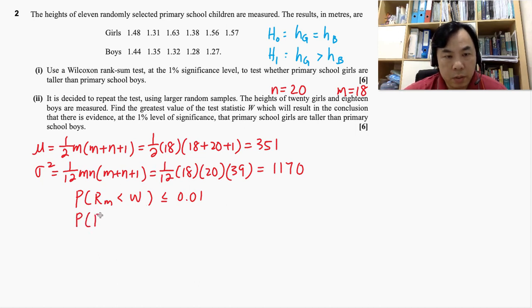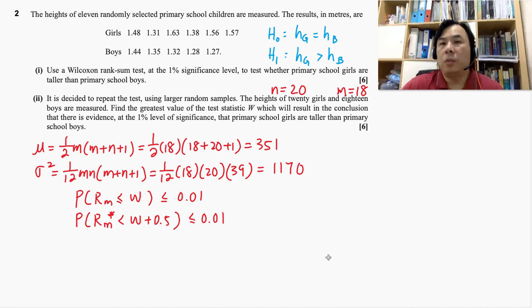By performing continuity correction, I forgot, initially it was that the greatest value of the test statistic should be less than or equal to W. After performing continuity correction, that should be W plus 0.5. I hope that's clear at this point. All right, now from here we're going to convert that to a z-score.